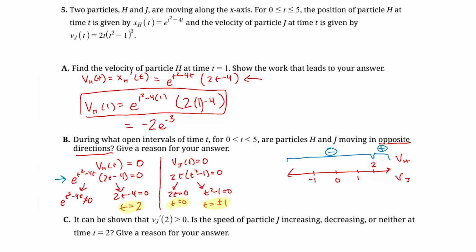Okay, so now we're going to do the same thing, but with j, and we just have a few more intervals to consider here. We've got 1, 2, 3, and 4 intervals to consider for the velocity of j.